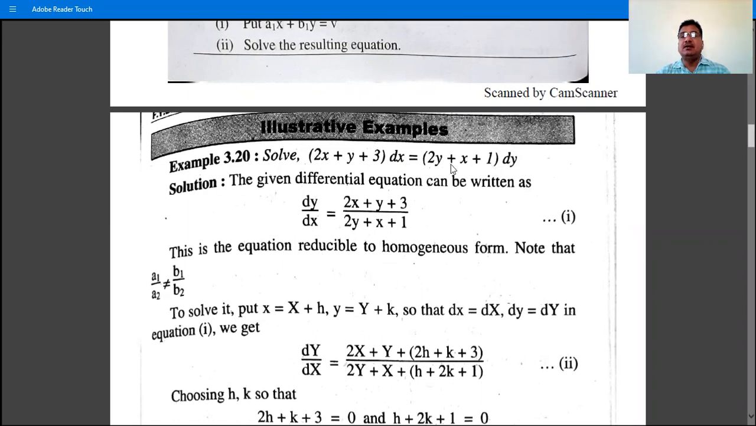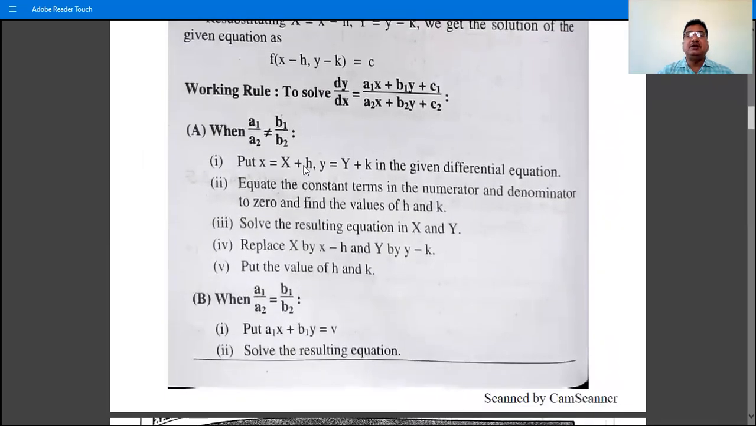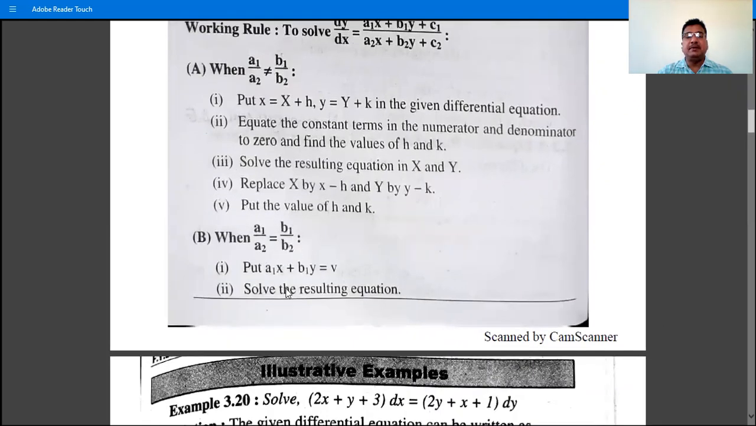So write this equation in the form dy by dx is equal to (a1x plus b1y plus c1) divided by (a2x plus b2y plus c2). Okay, so write here x plus 2y plus 1. There are two methods to solve such a type of differential equation, depending on this ratio. If a1 by a2 is not equal to b1 by b2, then apply this method. And if a1 by a2 is equal to b1 by b2, then apply this method.